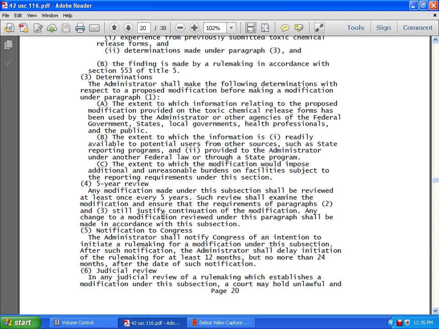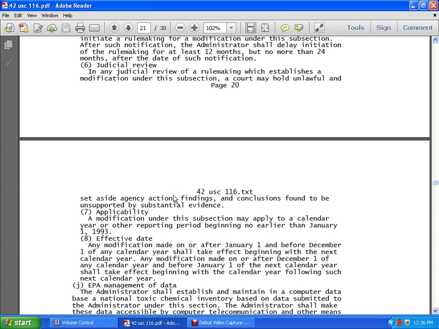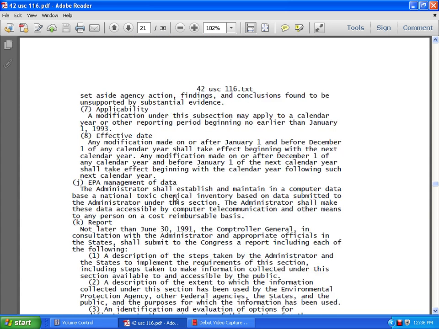5. The administrator shall notify Congress of the intention to initiate a rulemaking modification under the subsection. After the notification, the administrator shall delay initiation of rulemaking at least 12 months or no more than 24 months after the date of such notification. 6. The judicial review. In a judicial review of the rulemaking which establishes a modification under the subsection, a court may hold unlawful and set aside agency findings and conclusions found to be unsupported by substantial evidence.